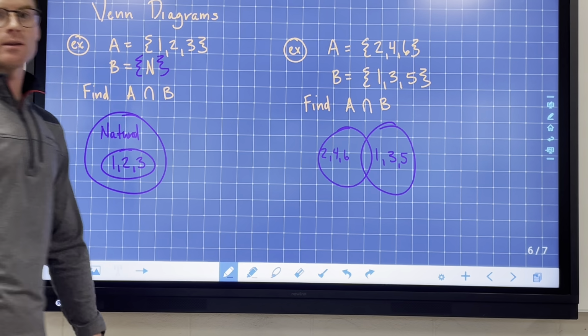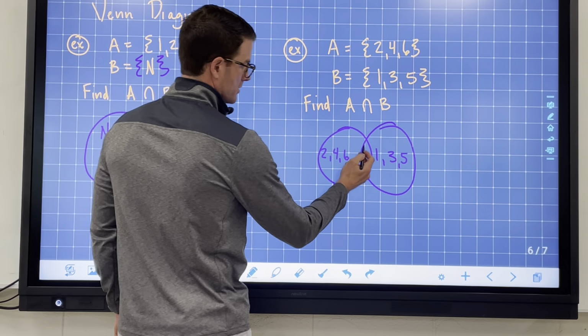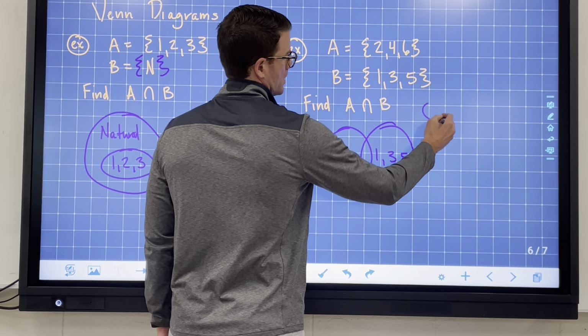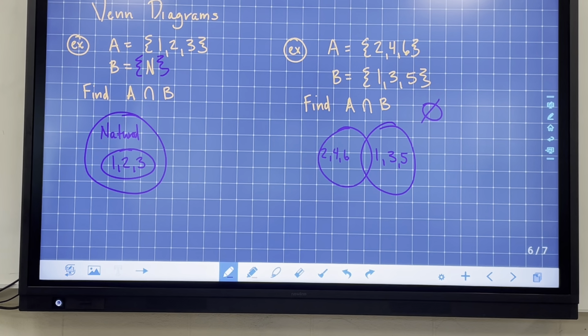They don't share anything in common. The two sets have no numbers that are in common. So there's nothing in here, there's nothing in this overlap. So this would be an empty set. Okay? So those are some examples of Venn diagrams.